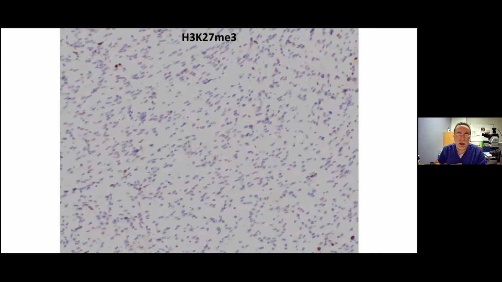But the confirmatory stain is a stain we call H3K27me3, not to be confused with H3K27M, which is a marker for diffuse midline glioma. H3K27me3 is a marker for MPNST, and it's pretty much almost pathognomonic and is characterized by loss of expression with nice internal control. So these are endothelial cells or inflammatory cells that have retained the staining because they're not part of the tumor, and the tumor cells are diffusely negative. So this is MPNST arising within and adjacent to a pre-existing plexiform neurofibroma.